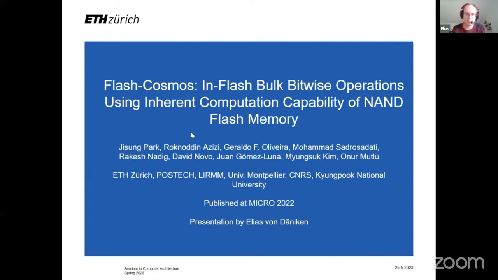Yes, I welcome you to my presentation. I will present Flash Cosmos: In-Flash Bulk Bitwise Operations Using Inherent Computation Capability of NAND Flash Memory. The paper was presented at MICRO 22.